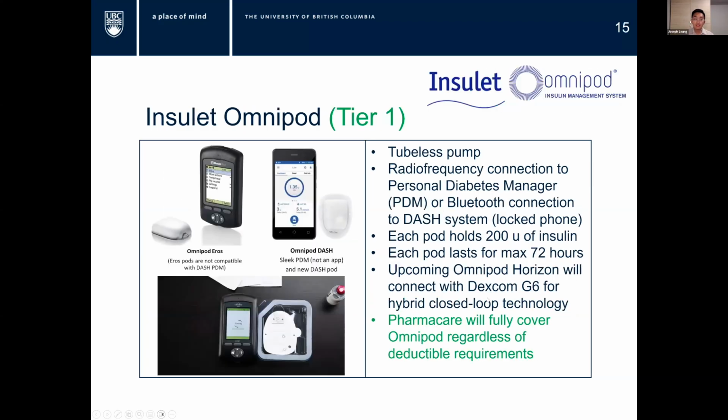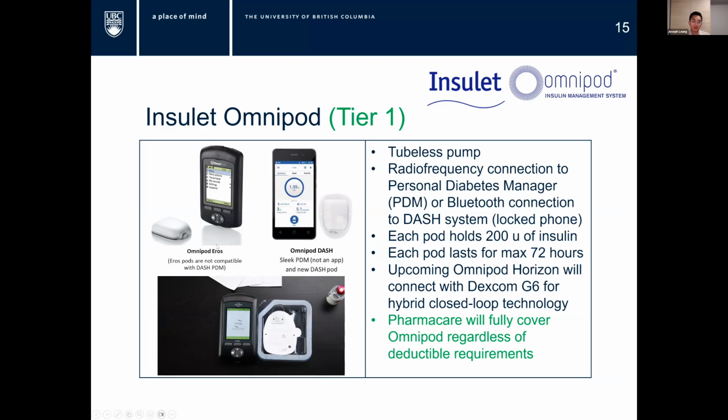So this is the Ipsomed, and then the next one is the Omnipod, which is also tier 1. This is the older Omnipod Eros pump, and then the newer one is the Dash. As of last month, the Omnipod 5 became available in Canada. It was approved by Health Canada last fall, and now it is starting to be available through the company. So this is the only tubeless pump that is available at this time.